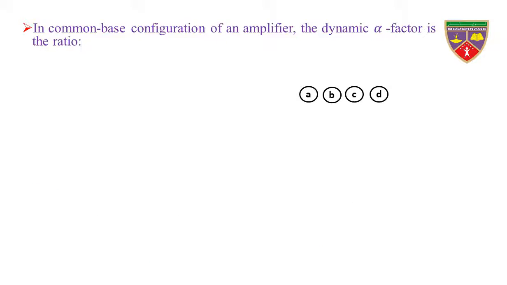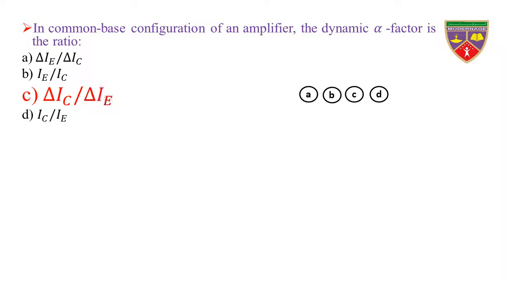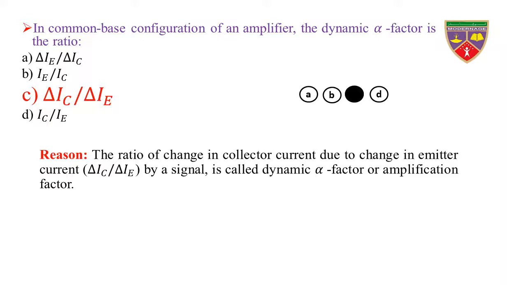In common base configuration of an amplifier, the alpha dynamic factor is the ratio. Option A, delta IE to delta IC, option B IE to IC, option C delta IC to delta IE, option D IC to IE. The key is delta IC to delta IE. Therefore, the correct option is C.